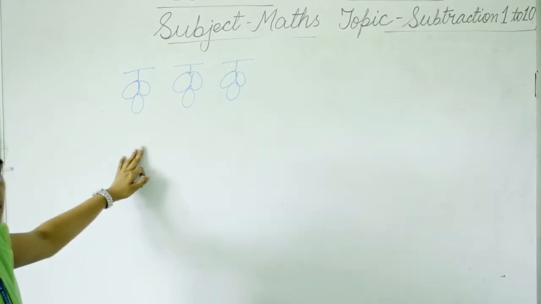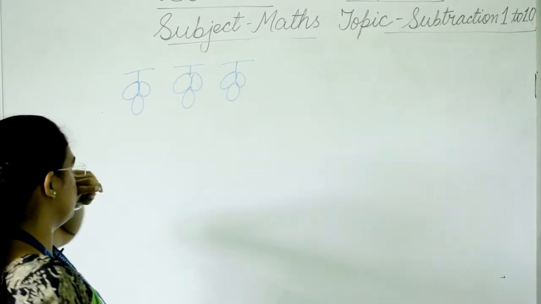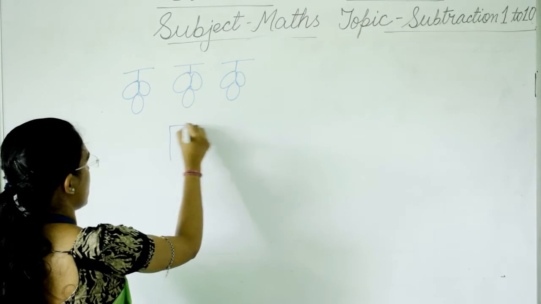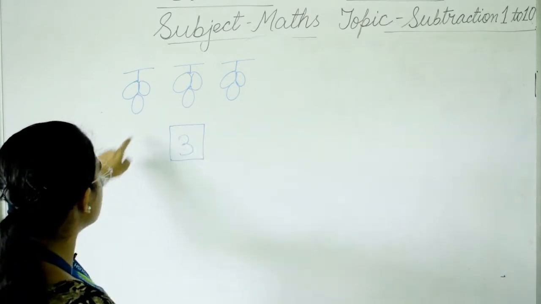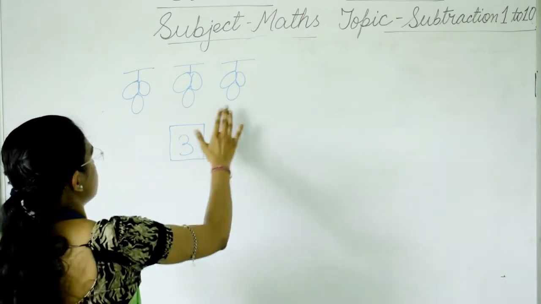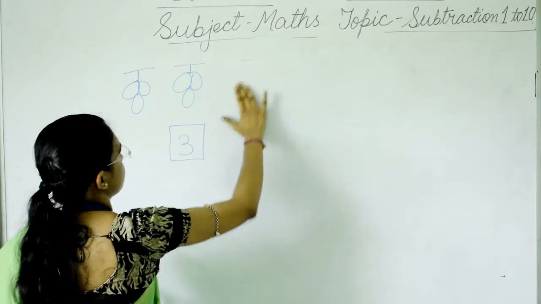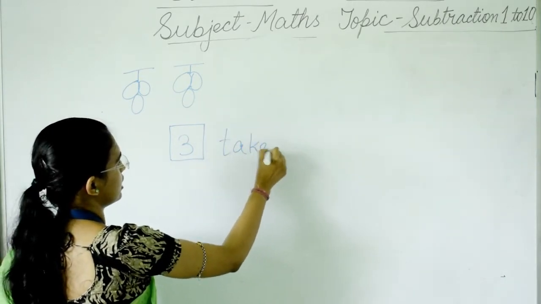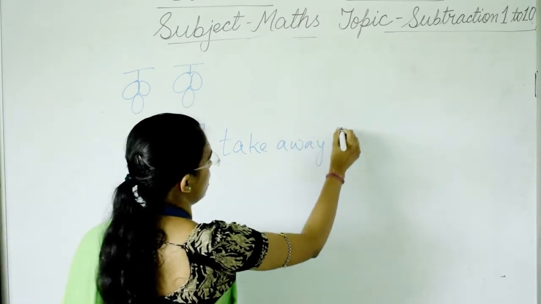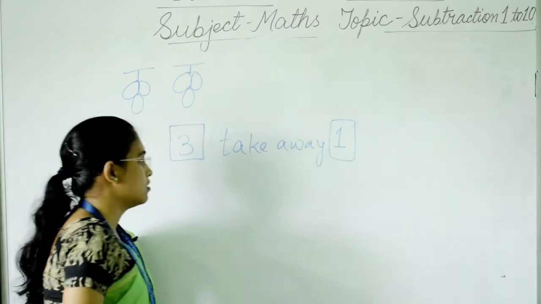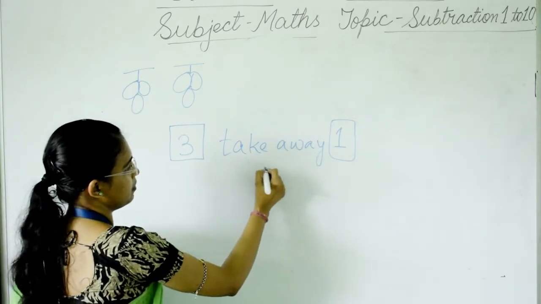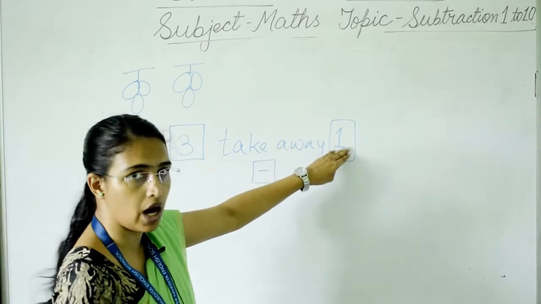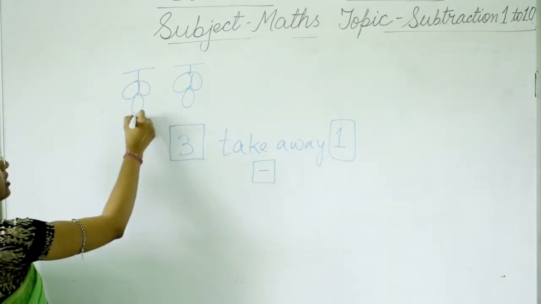So what are these? These all are grapes, right? How many grapes do I have? 1, 2, 3. I have 3 grapes, right? And from these 3 grapes, I have eaten 1 grape. So I have taken away how many grapes? I have taken away 1 grape. Take away means minus. So from 3, I have taken away 1. So how many grapes are left? 1, 2.